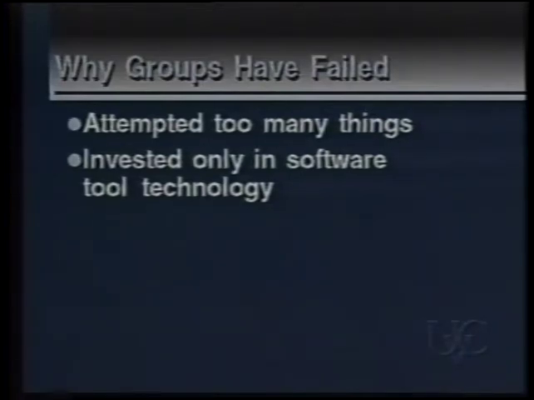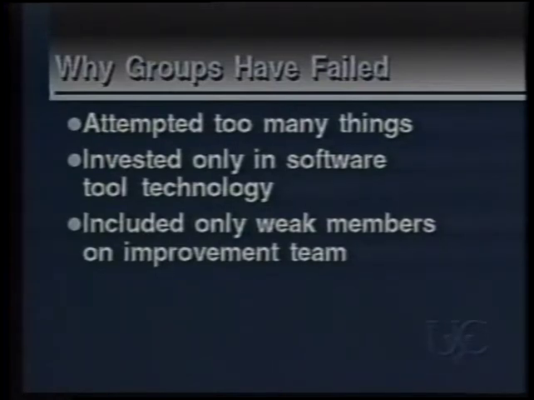Other groups included only weak members of the organization on their improvement team. The biggest problem that I think this caused was that there wasn't credibility with what the improvement teams would suggest doing and what the engineering staff felt were really the key problems and the key issues in the organization. So these groups had trouble with their process focus.